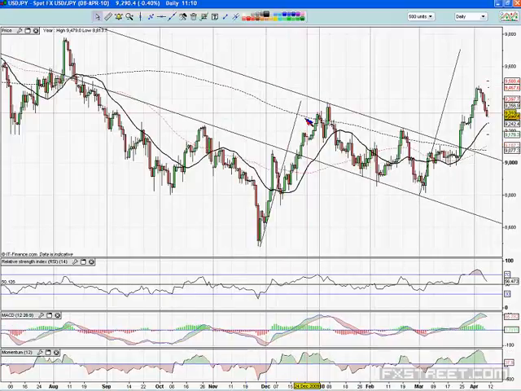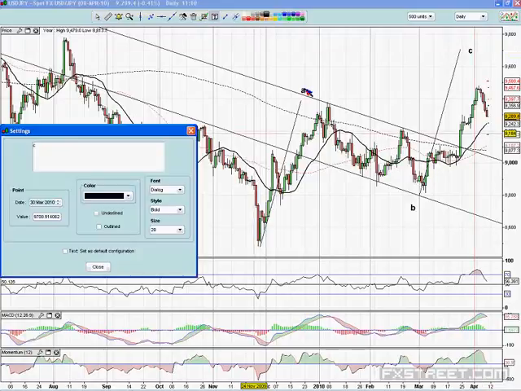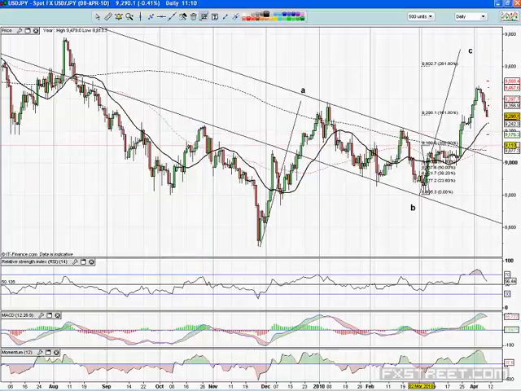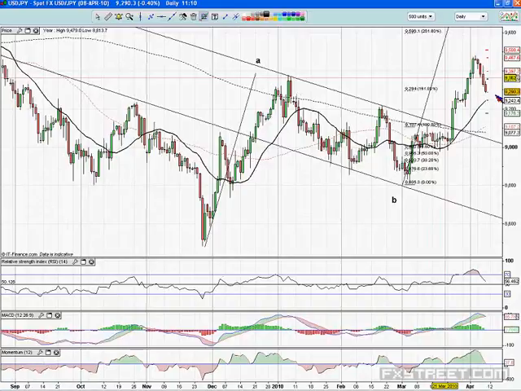Okay. Impulsive, move higher. Corrective, move lower. And then an impulsive, move higher. We haven't reached this ABC projection. Okay, we stopped short. If we're going to put a fib on here now, wave 1, wave 2, wave 3, wave 4, wave 5. Wave 5 looks like it's stopping short, so this could be our corrective wave lower before our next push up.